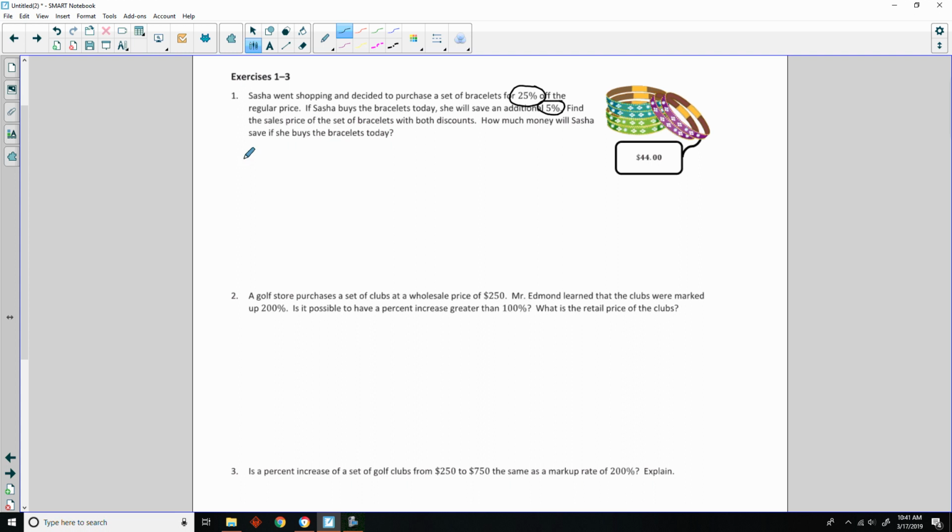Okay, so we are going to let B, capital B, equal sale price with both discounts.